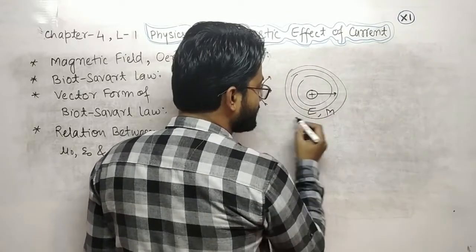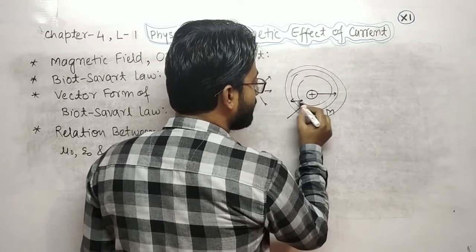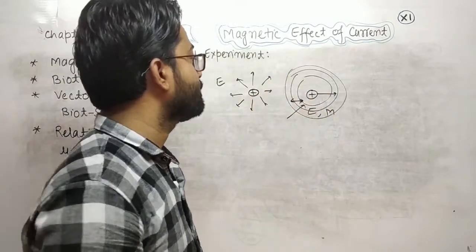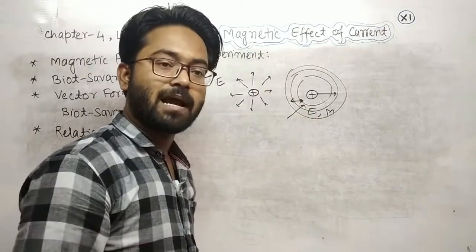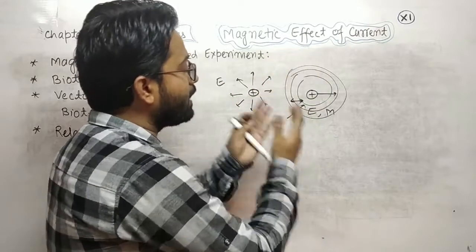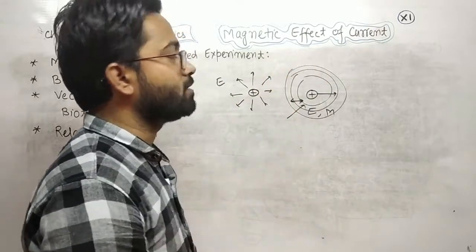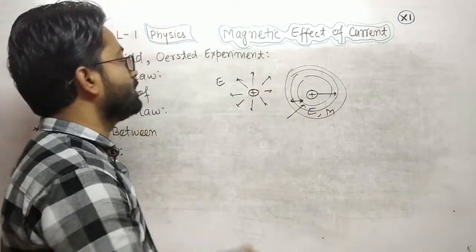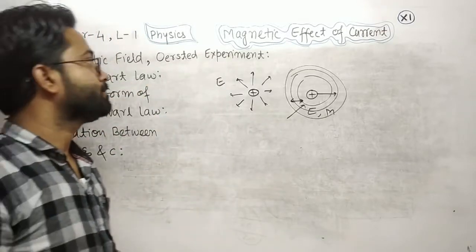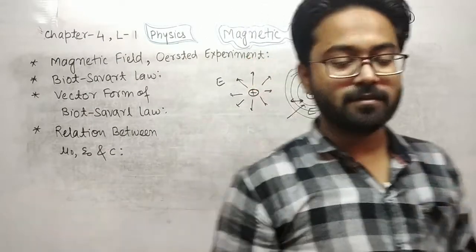Means if we place any magnet around the moving charge, that particular magnetic needle will experience a torque. That area around the moving charge, that particular area is called magnetic field. Next is Oersted experiment. This is very simple.